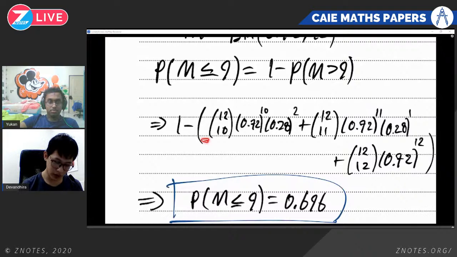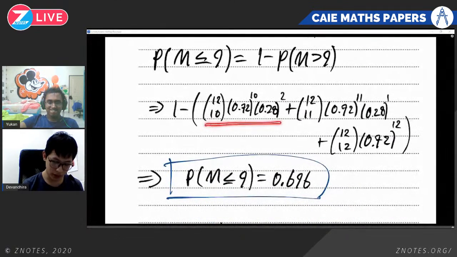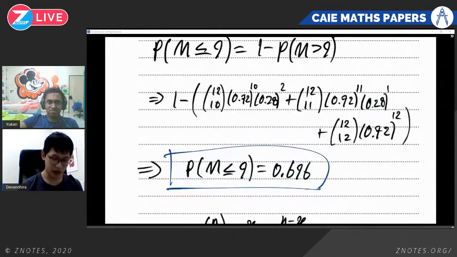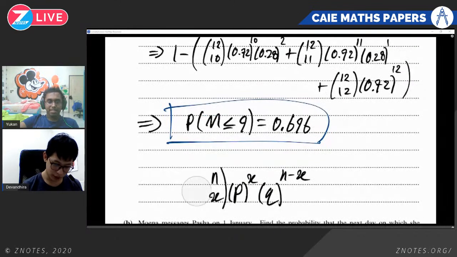It's the same thing here, but this time because it's 10, we have 12 choose 10. And the success to the power of our x, basically it's 10. And the failure is 12 minus 10, which is just 2. And we just do the same thing for 10, 11, and 12. We add them up, 1 minus that, and we'll have our final answer. Is this correct? Yep, that's 0.696.